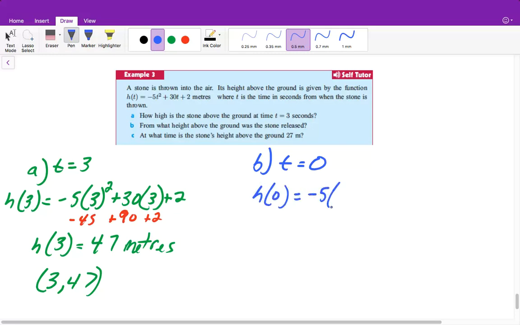And in the future, if you ever take calculus or physics, you'll learn right off the bat which number is going to represent our initial height. So that would be plus 30 times 0 plus 2.